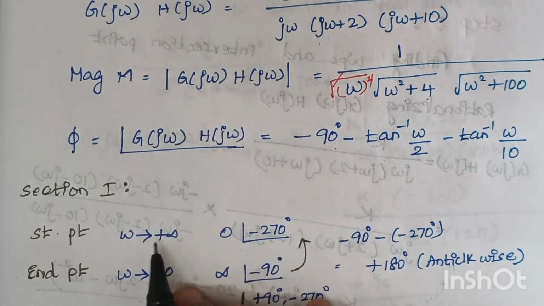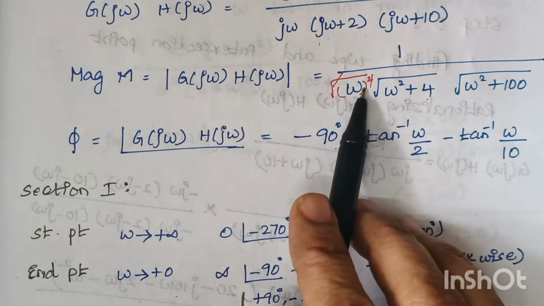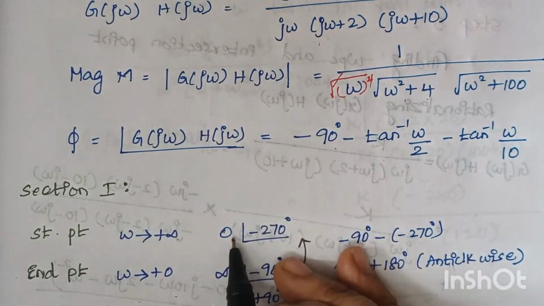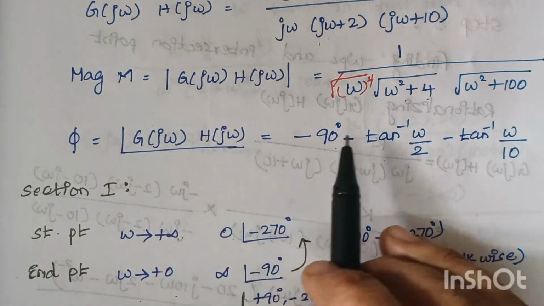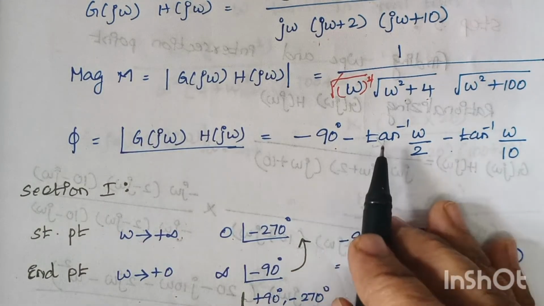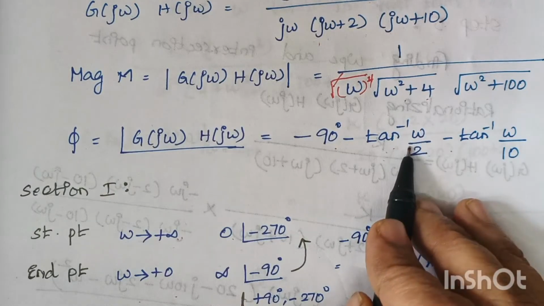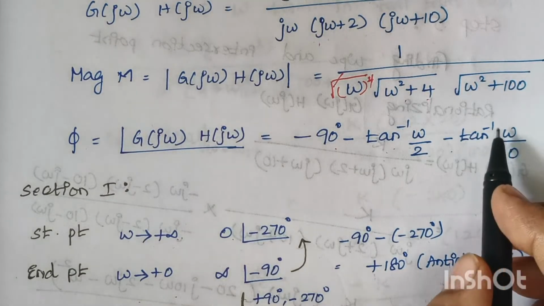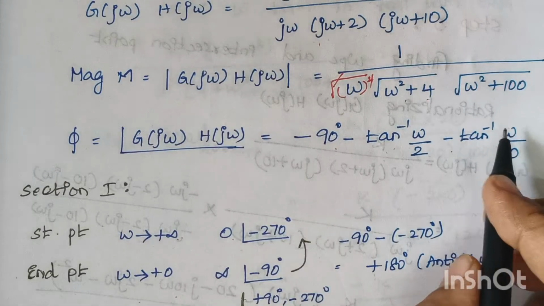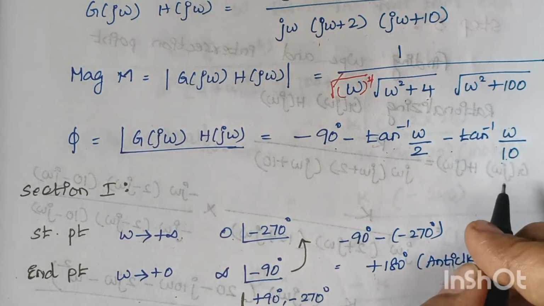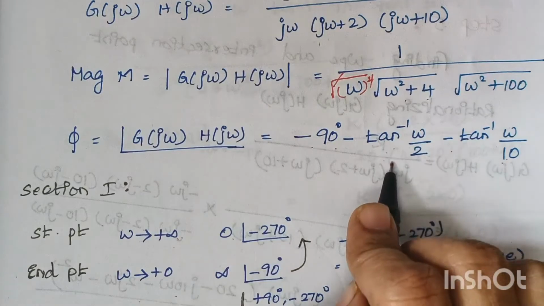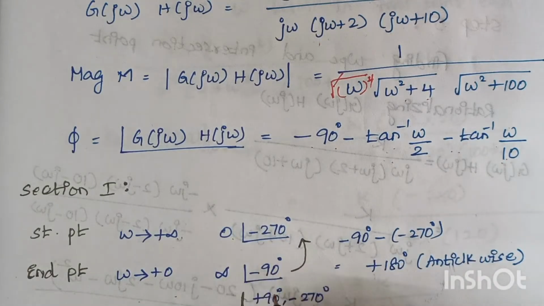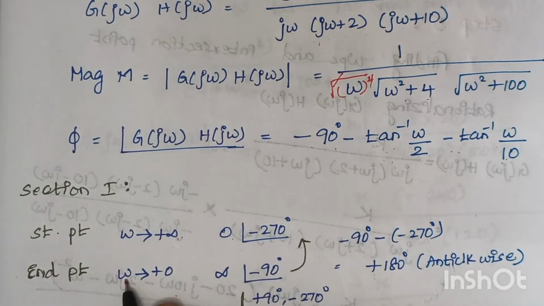Again, now substitute the value of omega as infinity in the magnitude expression. So once you substitute infinity, what happens? Anything divided by infinity is 0. Again, substitute this infinity value in the phase angle expression. So when you substitute here, tan inverse of infinity is nothing but minus 90 degree. Again here tan inverse of infinity by 10, again it is nothing but minus 90 degree. So finally we will be having minus 90, minus 90 and minus 90, which is nothing but minus 270, right?